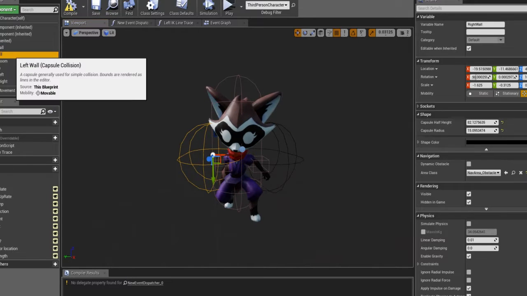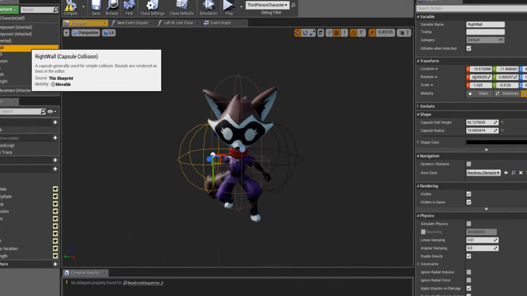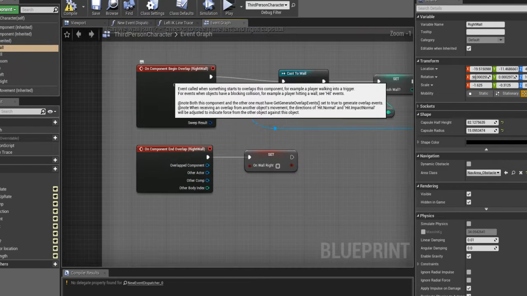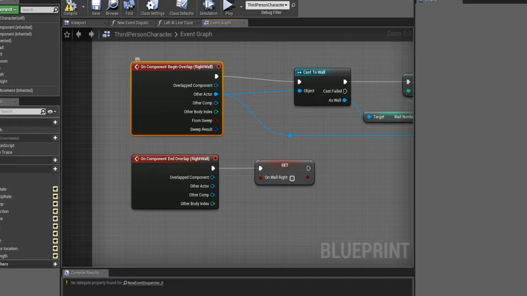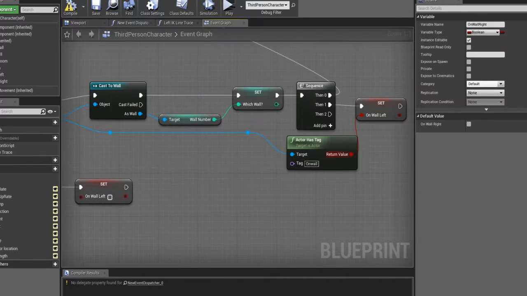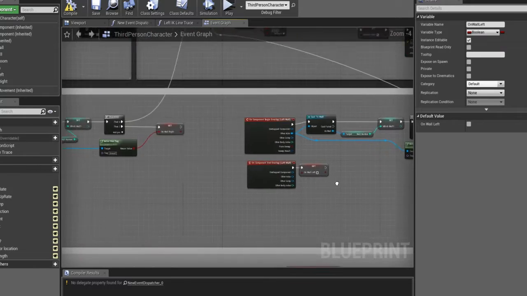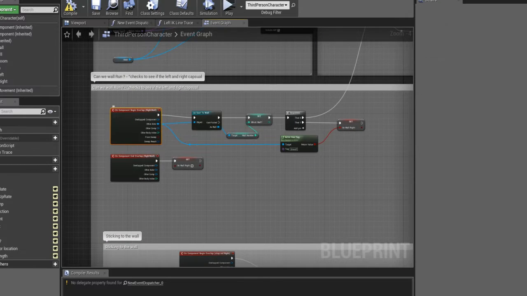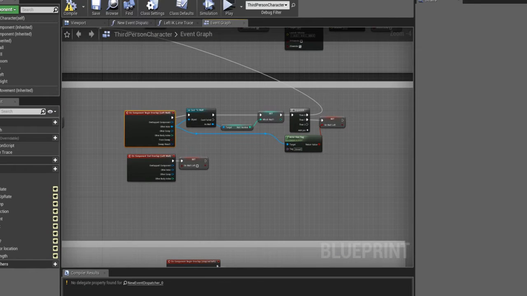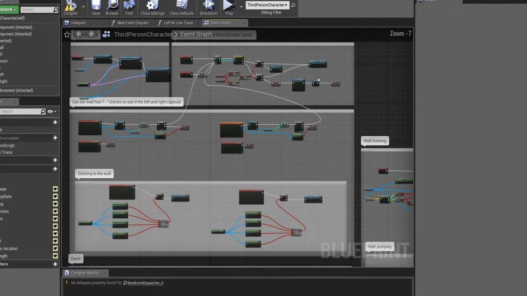So when those spheres collide with something that has the on-wall tag, this allows us to trigger two very important booleans, two that you'll see cropping up a lot as I go through this system. And they are two booleans called on right wall and on left wall. On right wall is obviously triggered when the right side of the character overlaps with a wall, and on left wall is triggered when the left side overlaps with a wall.